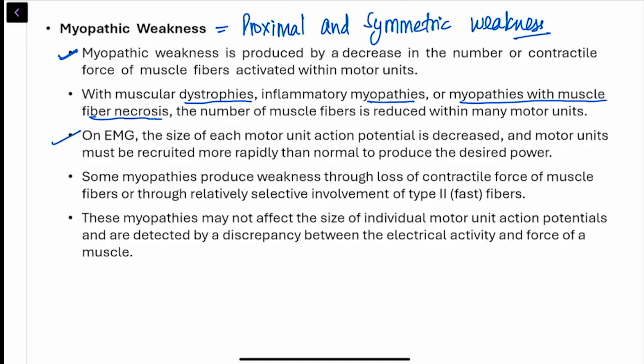Right. Then another myopathy type is a little difficult to understand, but we will read the last line. These myopathies may not affect the size of individual motor unit action potentials and are detected by a discrepancy between the electrical activity and force of muscle. This is what we see on EMG. In EMG, we will observe that the electrical activity is normal, but the contractional force of muscle generated is weak. Right. So this discrepancy is diagnostic of myopathic weakness, and it is seen on EMG, electromyography.